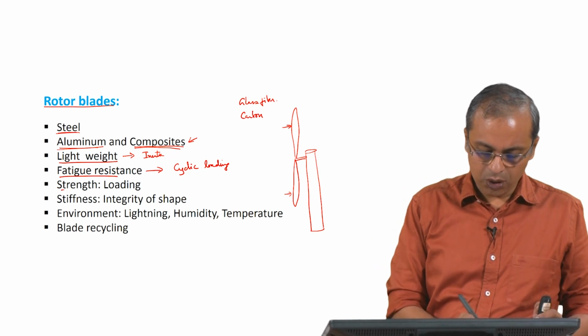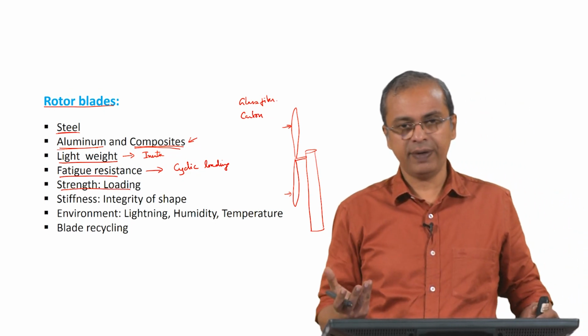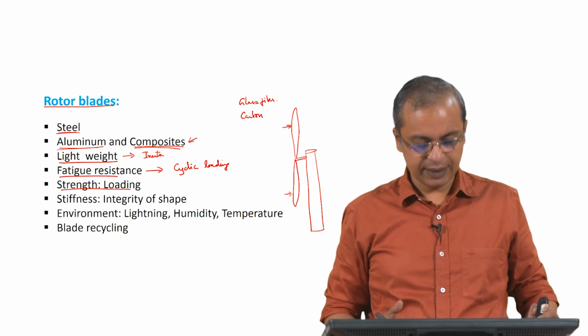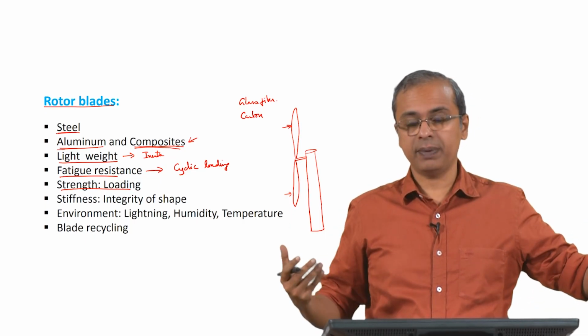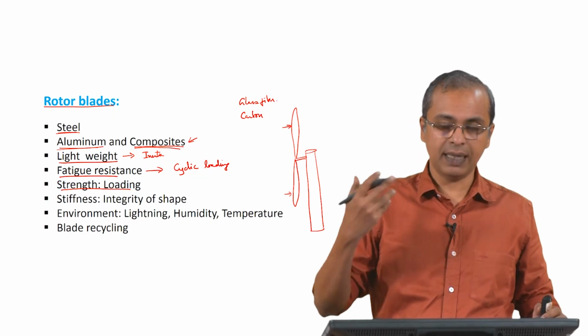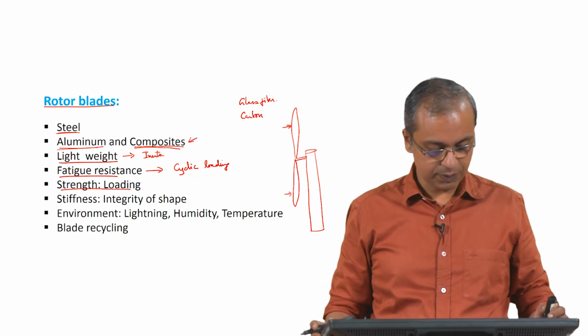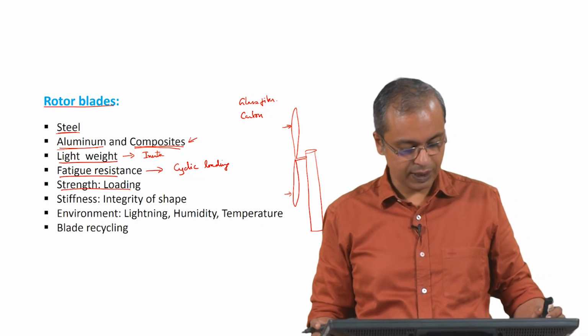The strength is the overall loading that is there because of its own weight, the wind that is pushing against it, etc. So, you do need to have significant strength, and you are looking at longer and longer blades because that helps you access higher wind speeds, etc. So, that is something we have to look at.